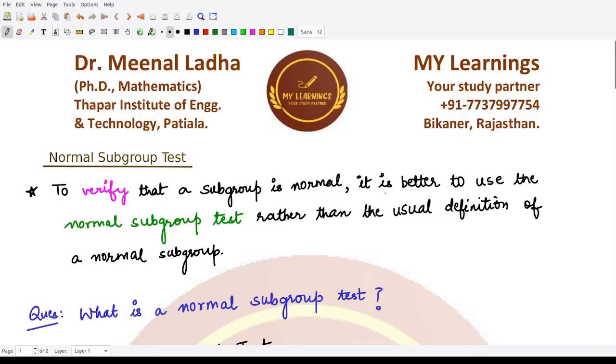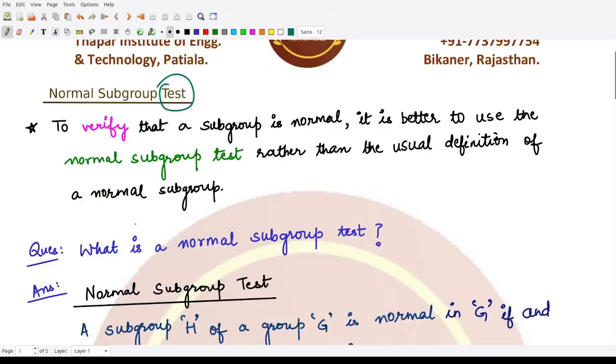Now in various situations, we need to verify whether a given subgroup is normal or not. By definition, it would become quite tedious sometimes. Therefore, we require these kinds of tests in order to determine that quickly. So what is that test? We first of all have a look at the test. The name here is the normal subgroup test.